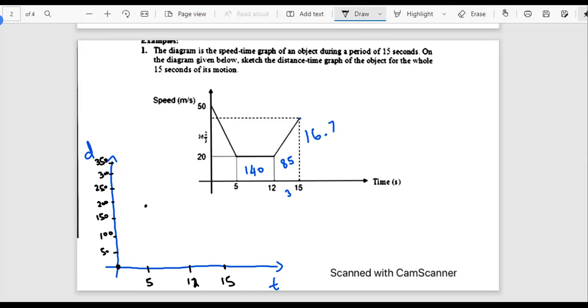All right, Abdullah, do you think that this graph would be correct? Do you think that this would be correct?